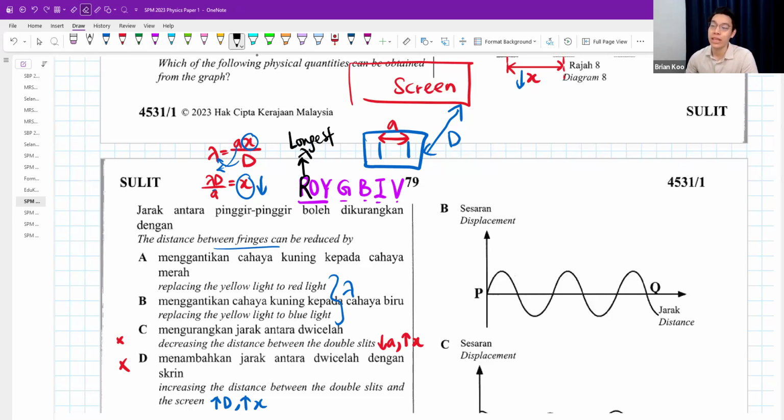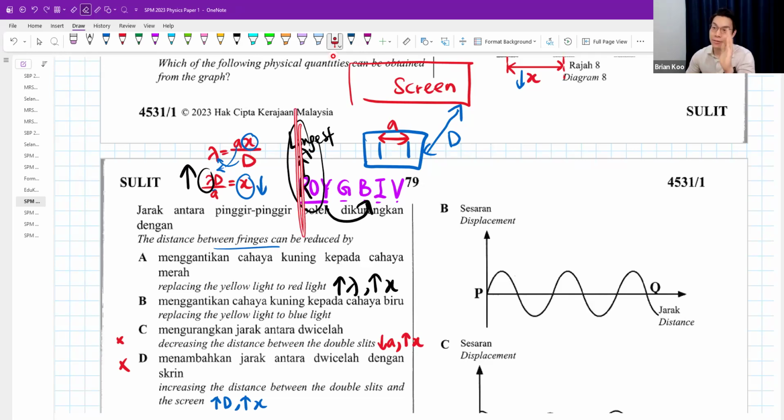So at first they say you have yellow light, remember? If you choose red light, red color light is the longest. You increase the lambda. What will happen? Increase lambda means x will increase. Also, I don't want that. I think the answer is going to be B already. Yellow color light, you make it become blue color light.